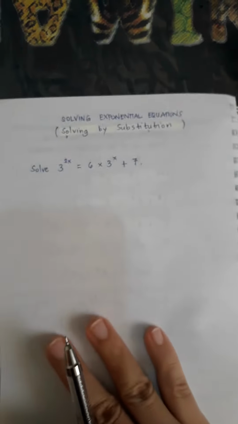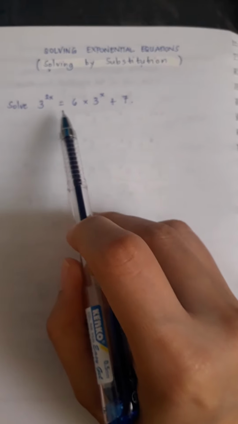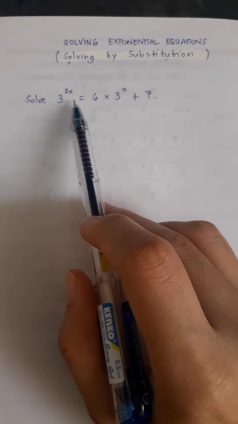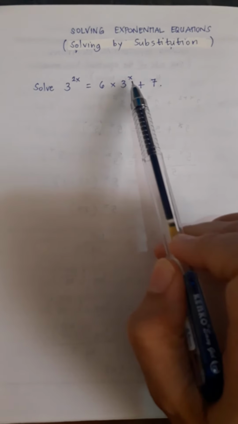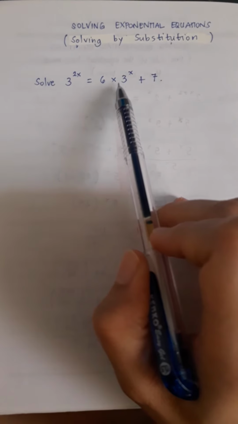So for solving exponential equations, this video tutorial will be showing you solving by substitution. And this is the equation that we will try to solve. 3 to the power of 2x is equal to 6 times 3 to the power of x plus 7. So this here is a multiplication symbol, this x here, not a variable x. So I'll rewrite it so we'll not get confused.